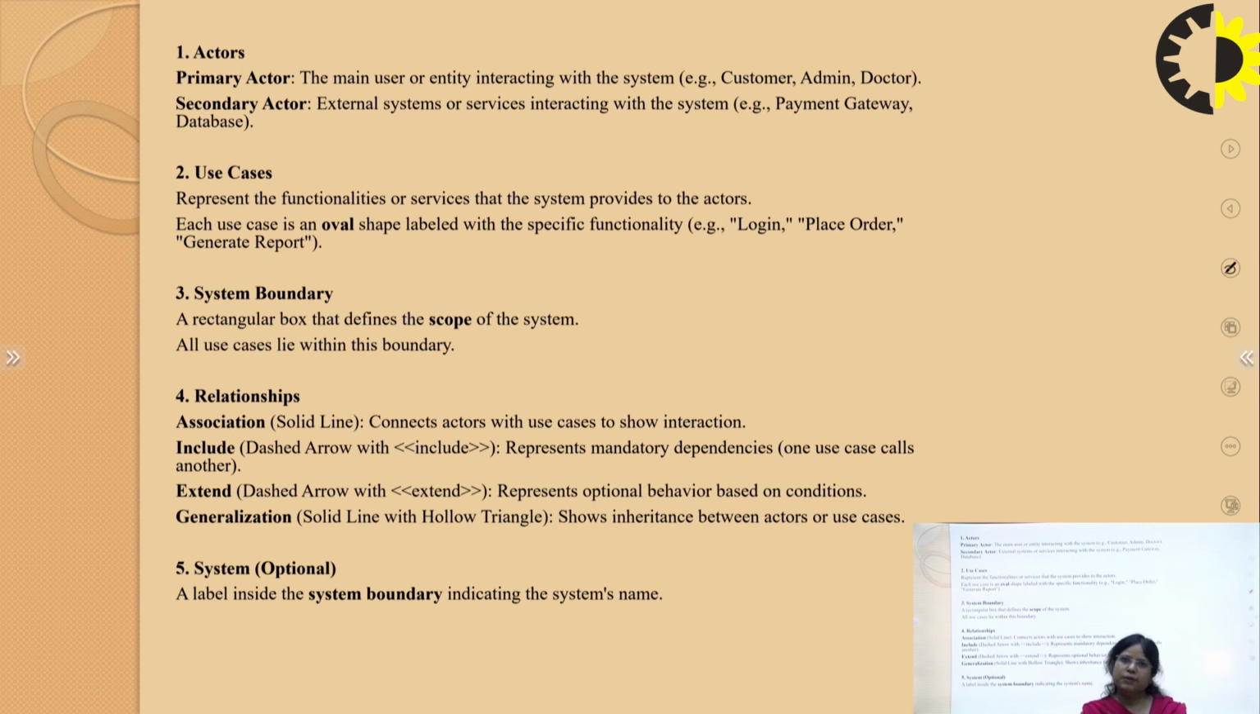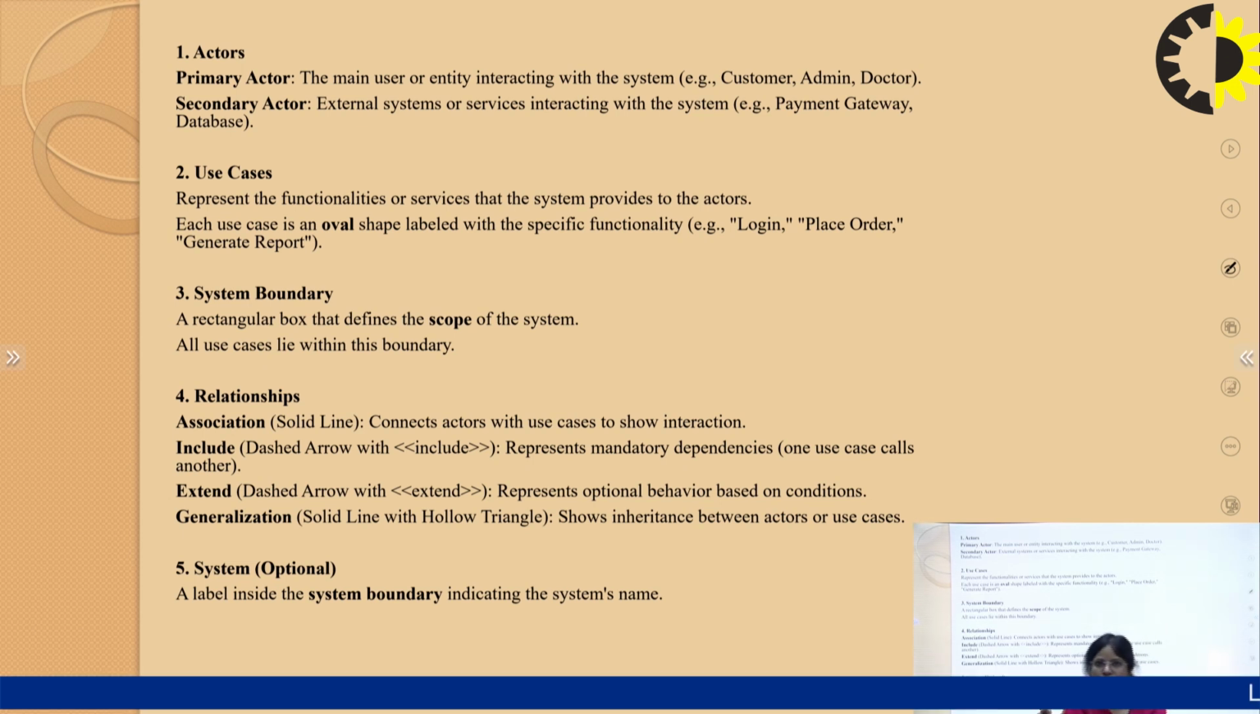So, the payment gateway is used to do some payment type of functions with the customer. So, these payment gateway databases are considered as the secondary actors. So, the first step is to identify the actors of the proposed project, and after that we can categorize these actors into two types, primary actor and secondary actor.